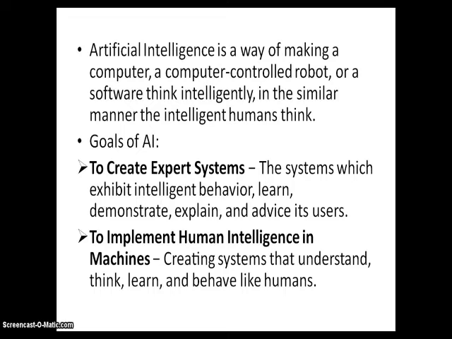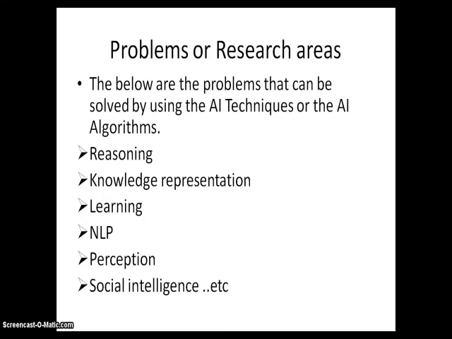Again, to implement human intelligence in machines, we create systems that can understand, think and behave like human beings. So these are the basic things which I have previously explained to you. Now, the problem or research area: where are we using AI, or to solve which types of problems has AI mainly been used? Below are the problems that can be solved by using AI techniques or AI algorithms.